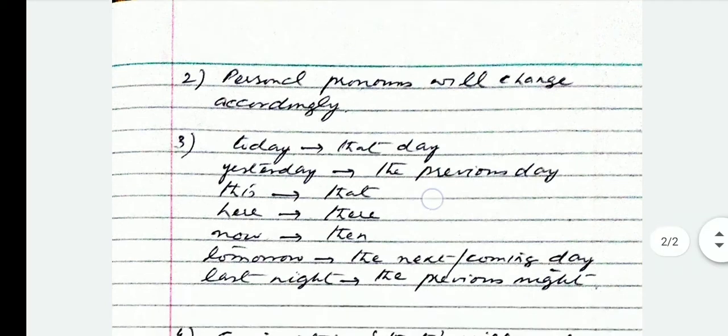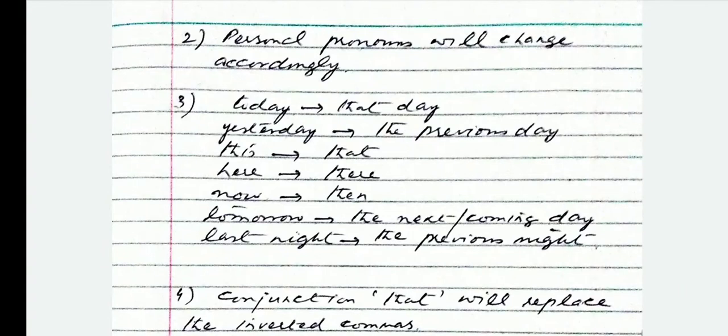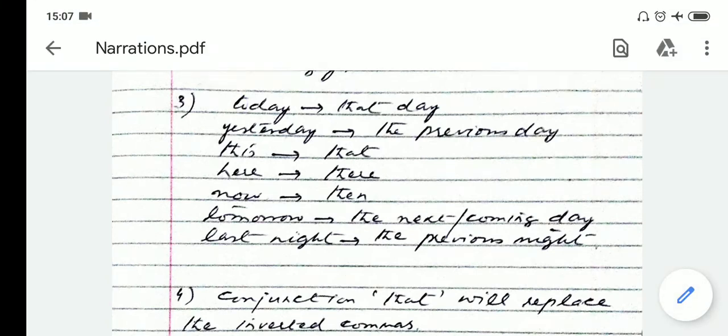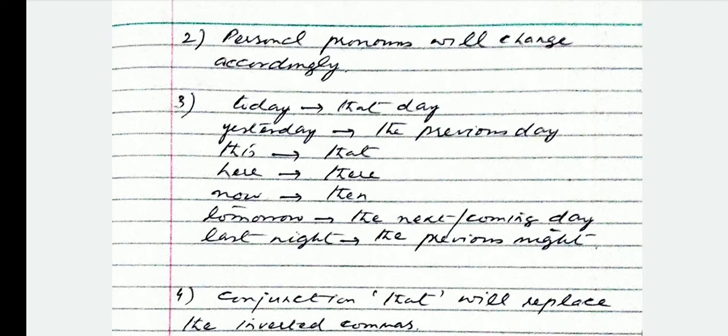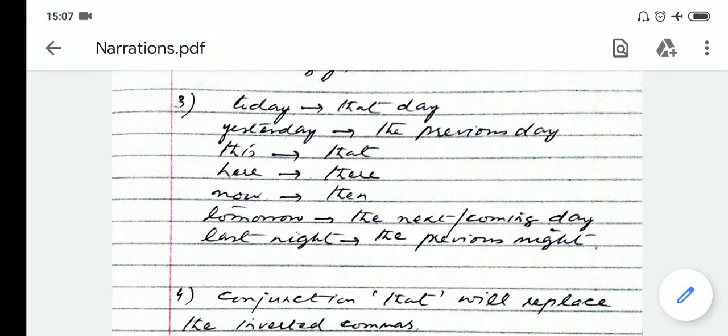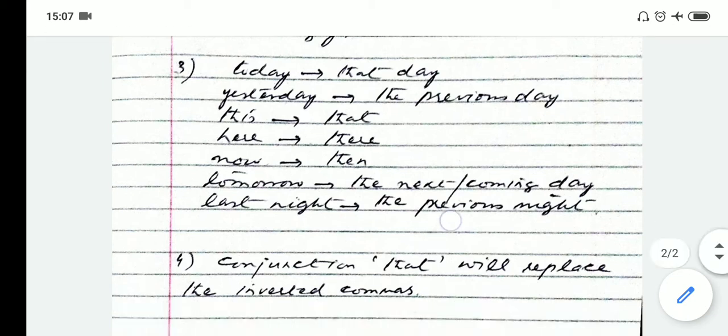Done. There are some other changes. Today will change into that day. Then again I am repeating that this change will take place only when the reporting speech is in the past tense. अगर reporting speech present tense में है या future tense में है, then you will not change today into that day. Yesterday will change into the previous day. This will change into that. Here will change into there. Now will change into then. Tomorrow will change into the next day, and so on.